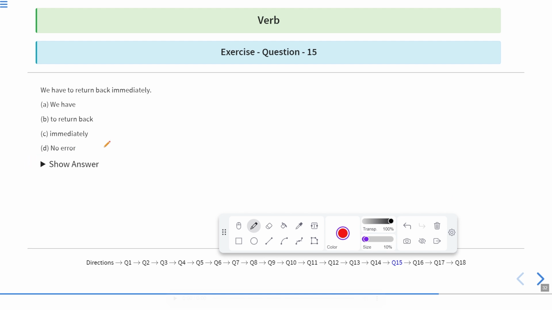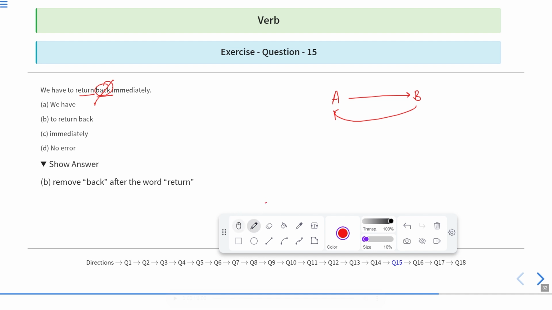We have to return back immediately. Now, return means to give something or to turn something back. We cannot use return back together. Why so? This will be superfluous. Return means when suppose A sends something to B and B returns it, it means B gives it back to A. So giving something back to another person means returning of something, and back is superfluous over there. Okay, so here the answer will be B, where we need to remove the word back after the word return.